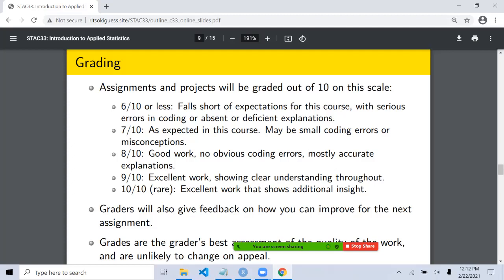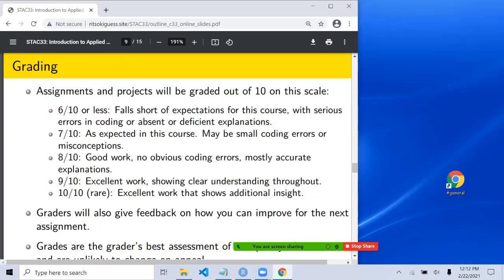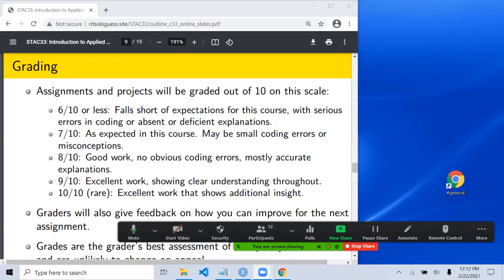8 out of 10 means that your work is pretty good. You didn't have any obvious coding errors. Your solutions may not be perfect, but they're for the most part accurate. So for instance, if you're asked, is the distribution skewed, and you say it's right skewed, but you don't provide any kind of context of what it means to be right skewed, you may get 8 out of 10. Almost no one gets 10 because you have to show some insights beyond the scope of what you were asked.